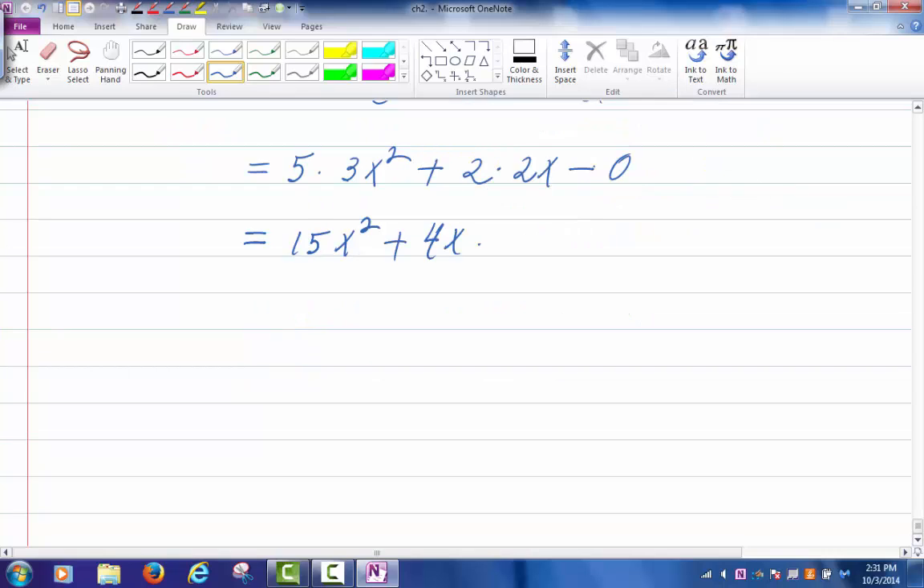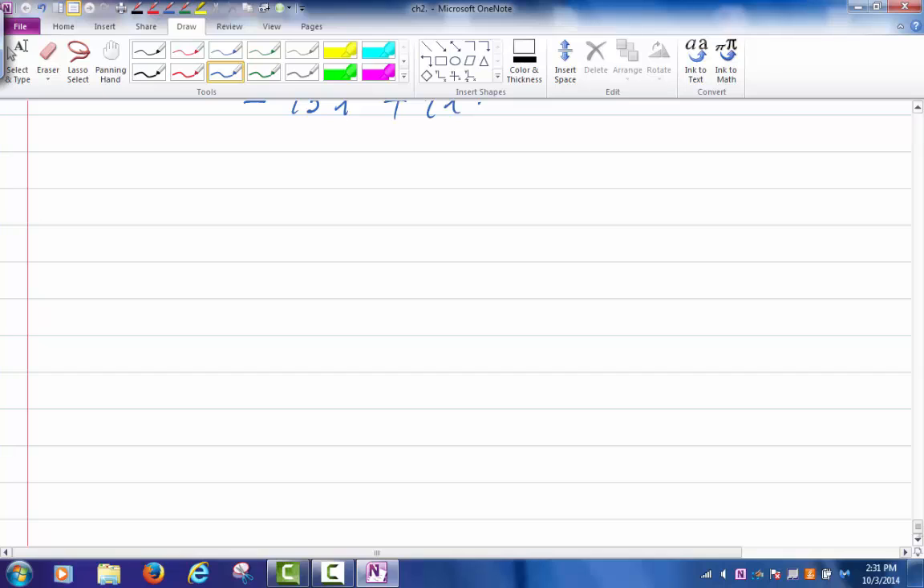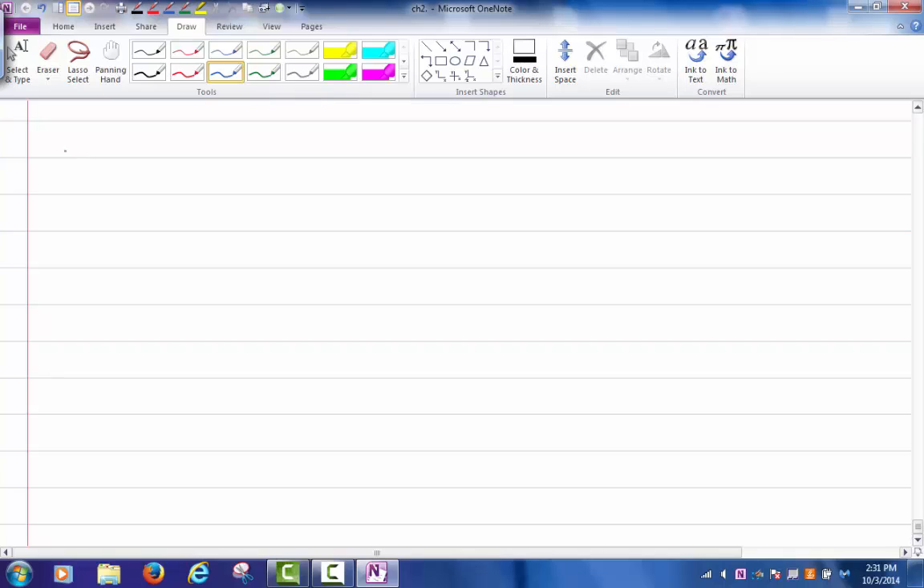Any questions so far? No? Here's another example. Suppose that I have the function which is given by 1 divided by the fifth root of x to the 9. How would you find the derivative?